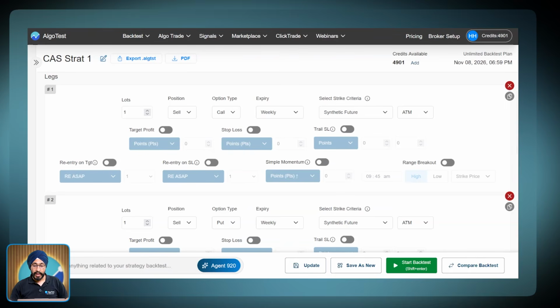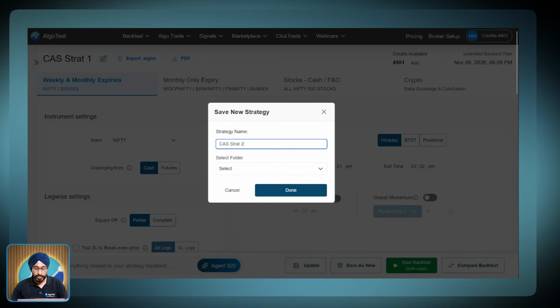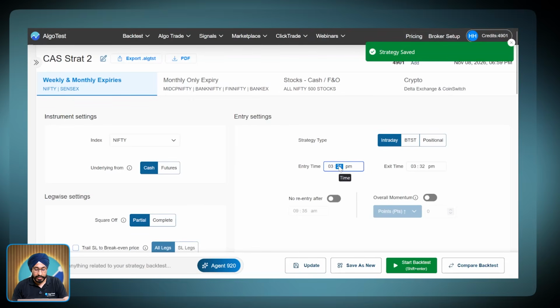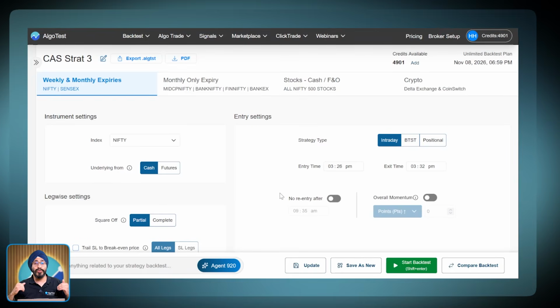Alright, so I have made one strategy at 315, another one I'll make at 321, let's say CAS 2, and another probably at 326. Alright, same strategies, nothing has changed. What is the objective? The objective is to increase the green cover of my payoff graph in a risk defined manner. Alright, now let's say for some freak reason, because it can be manipulated, and I can show you how it is possible.